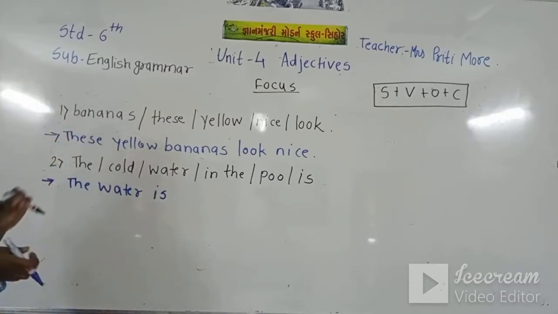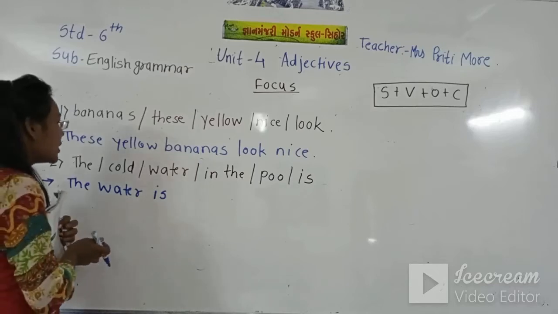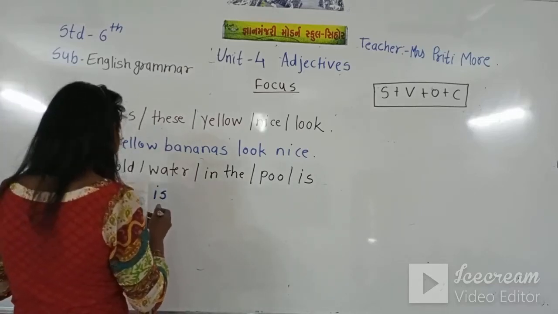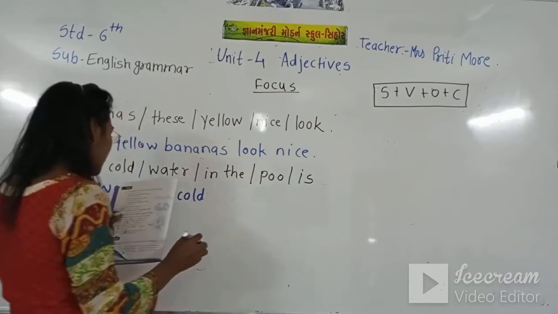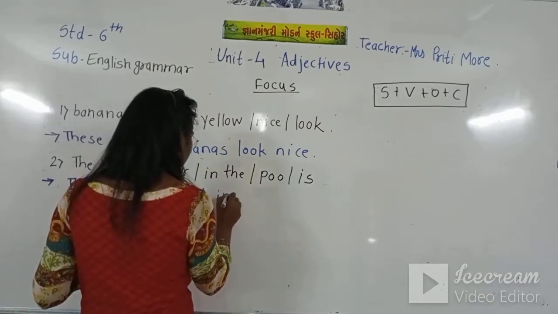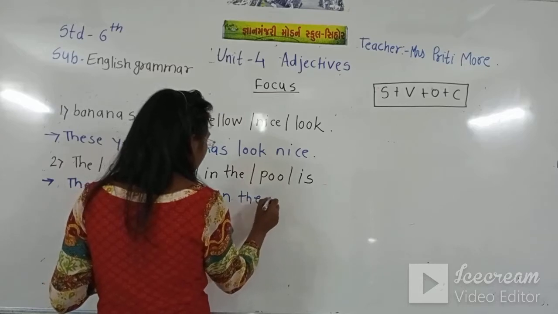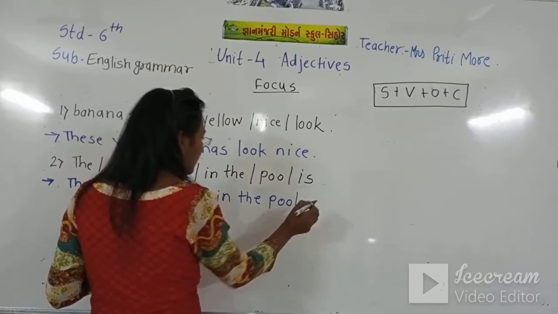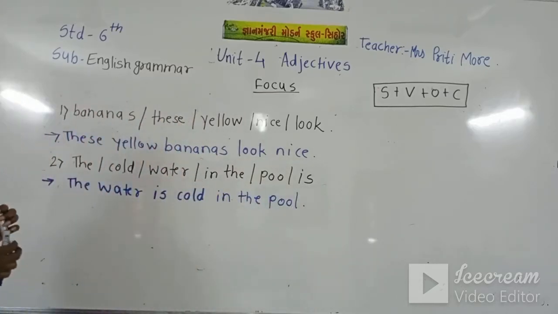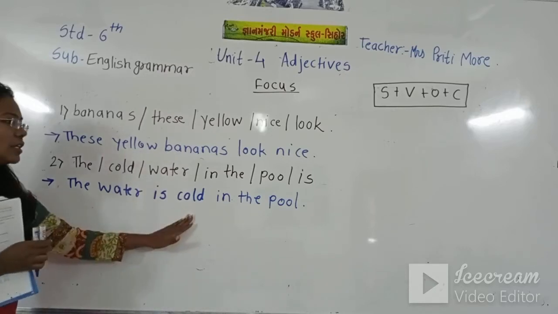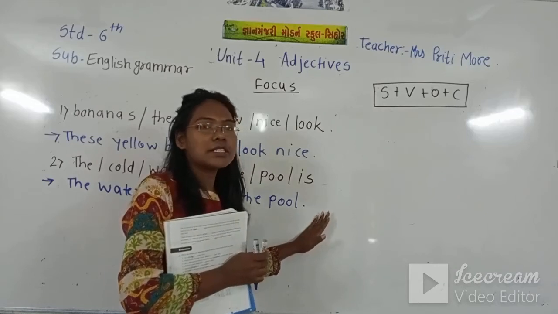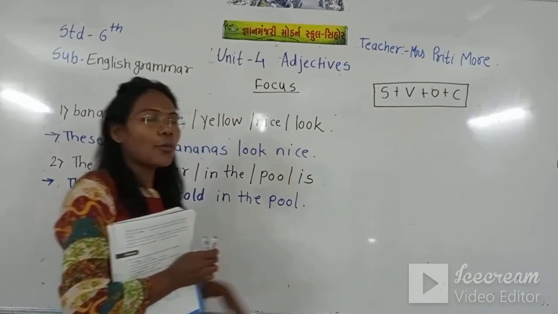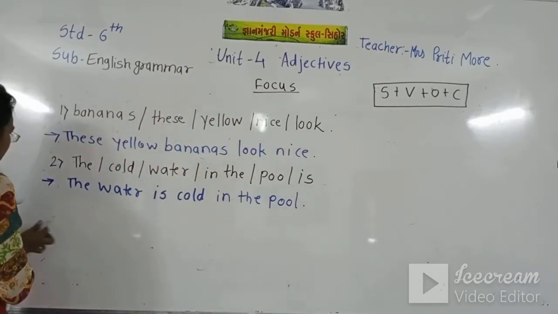Now what do we use? Helping verb. The water is cold in the pool. So the sentence is completed. The water is cold in the pool. Yes, this sentence is completed and all the words are put in the proper order.